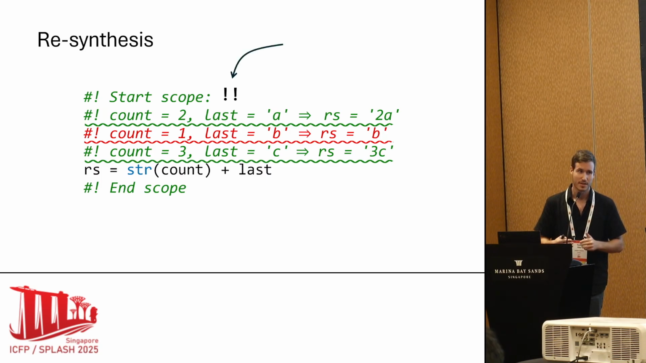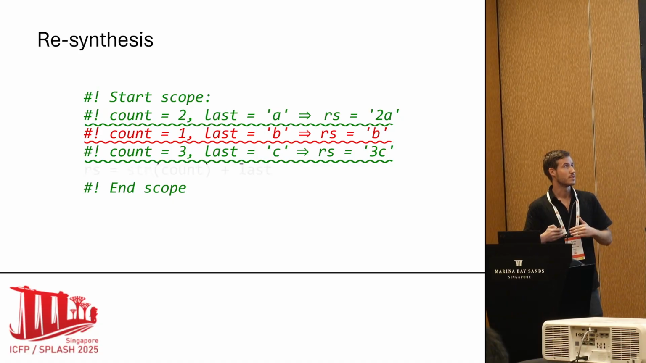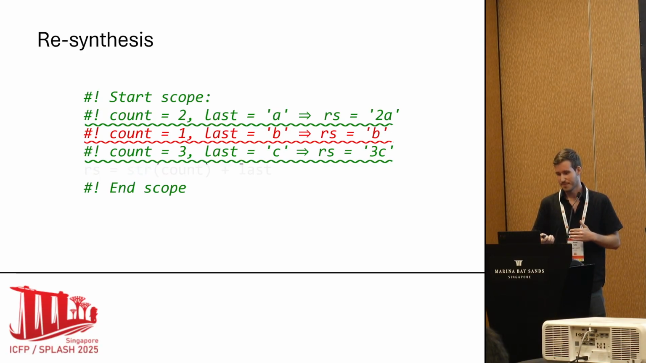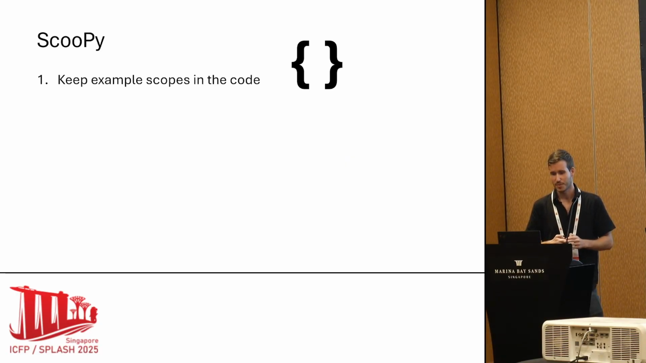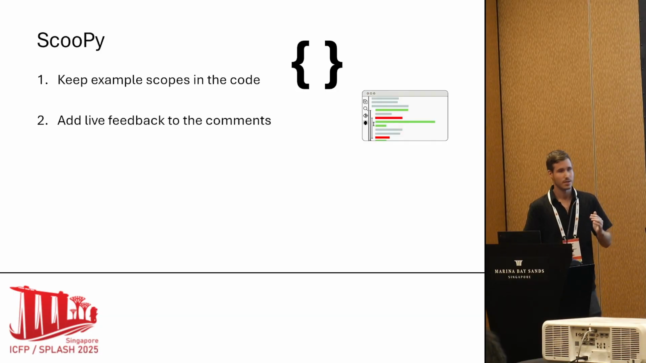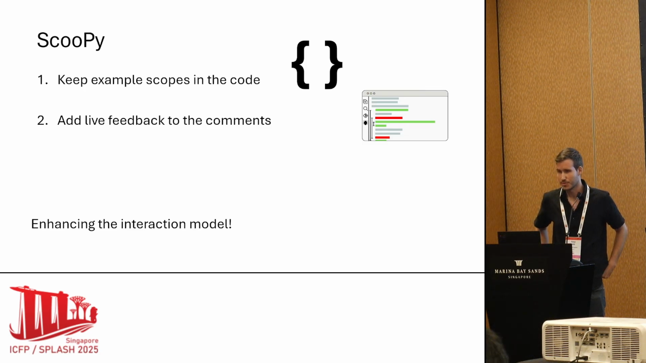At this point, like at every other time in the program, the user can invoke the synthesizer on those example scopes, and what it's going to do is parse those comments, take those examples, and try to find a program that satisfies them. So this is basically the beginning of a tool that we call ScooPy. We start by keeping those example scopes in the code, and also add some live feedback to those comments. So we can say that by allowing the user to invoke the synthesizer on those example scopes, we change the interaction model, eliminating the part where the user needs to retype the same examples all over again.